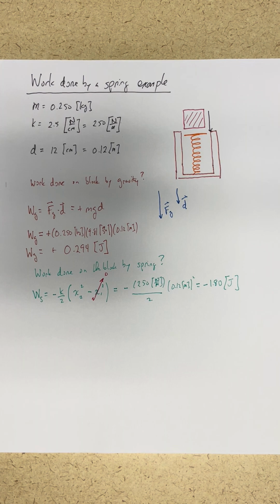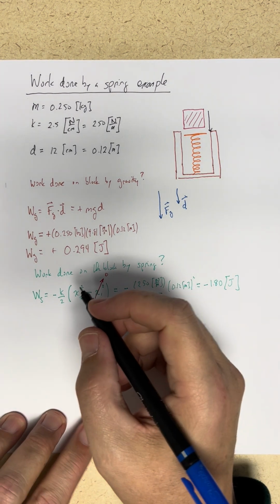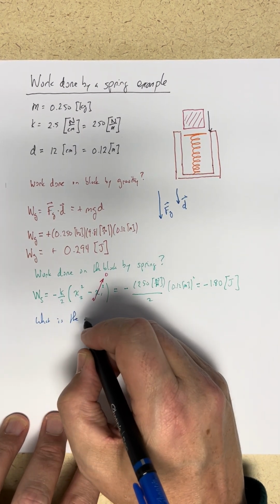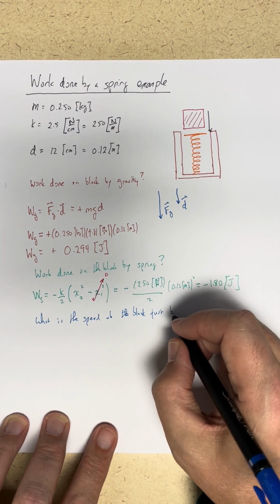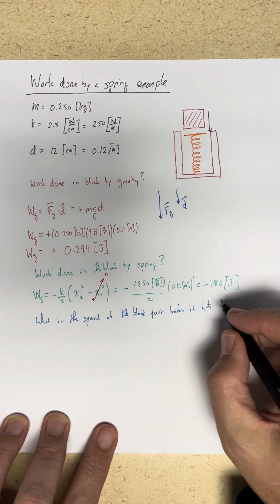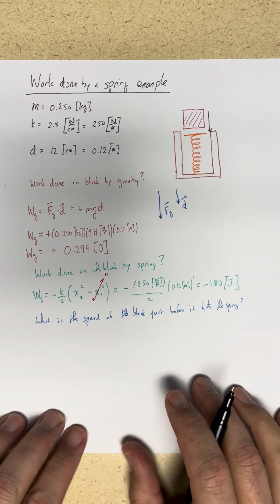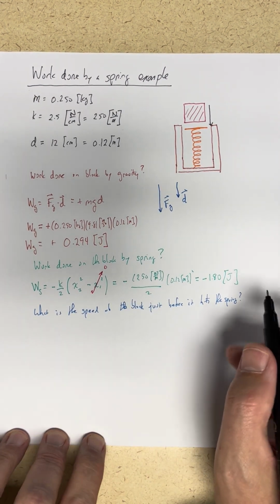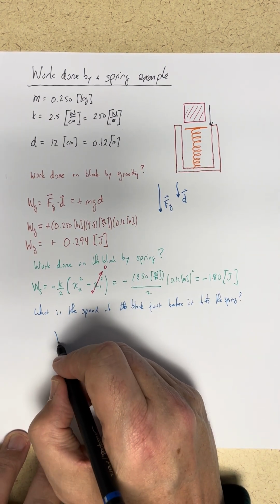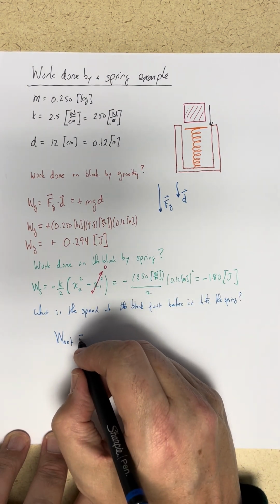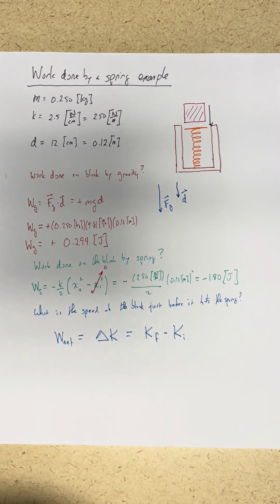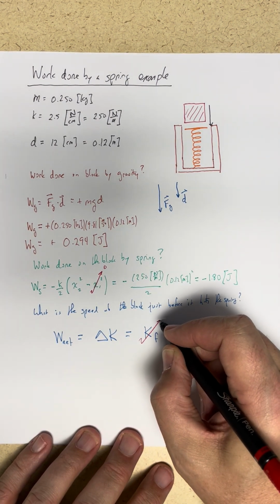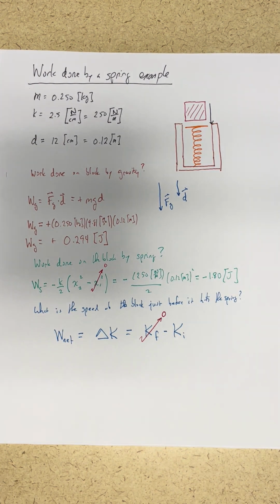All right, next thing we want to get is what is the speed of the block just before it hits the spring. Okay. Well, we have the work energy theorem available to us. So the net work done is the change in kinetic energy, which is K final minus K initial. This delta always means final minus initial in physics. And the block ends at rest for an instant, so the final kinetic energy is 0.